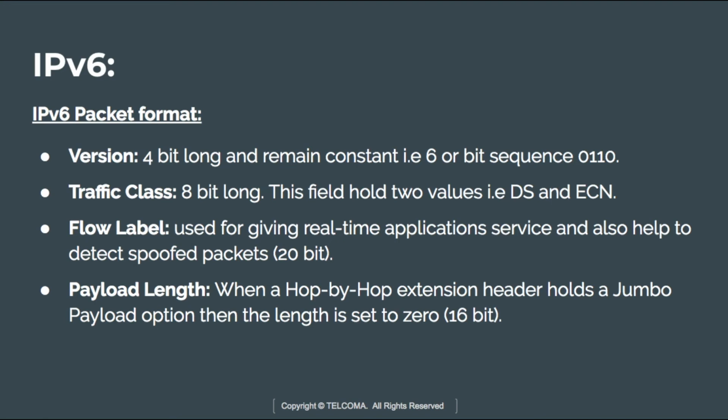The next part is the payload length. The payload length here represents a hop by hop extension header. Whenever a hop by hop extension header holds a jumbo payload option, then the length is set to 0. Here the jumbo payload is a user data field that exceeds the IPv4 limit of 65,535 octets. If it exceeds this, then we have to add the hop by hop extension, and here the length is set to 0. This field is 16 bits. The size of the payload length is represented in octets, including extension headers.